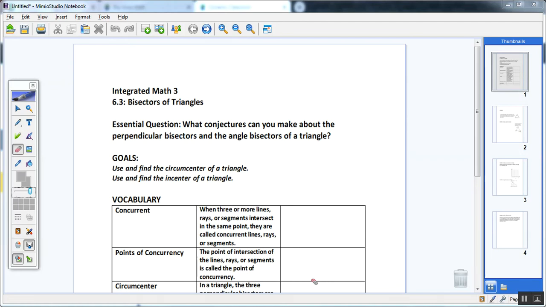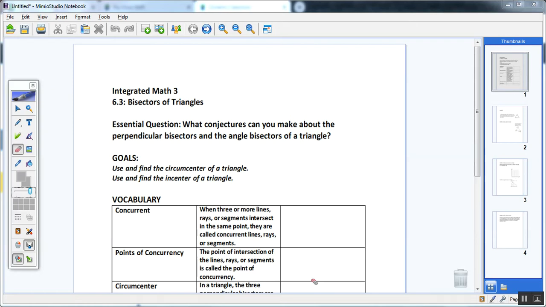Okay, guys, today we're going to start working on what's known as bisectors of triangles. We're going to look at two specifically today. Okay, Michael, can I get my essential question for today? What are we trying to answer here? What conjectures can you make about the perpendicular bisectors and angle bisectors of a triangle?